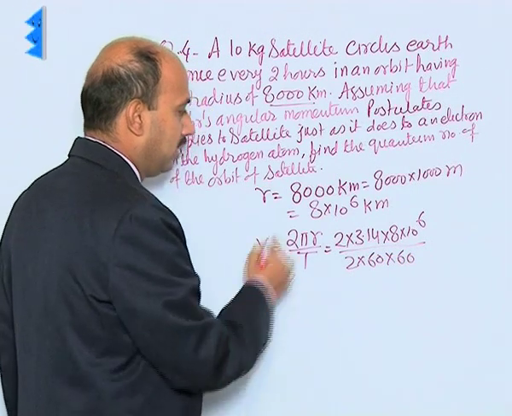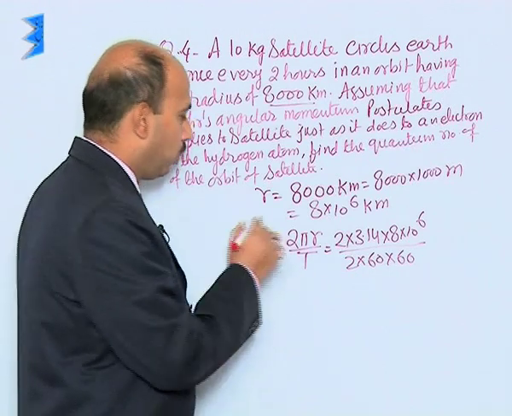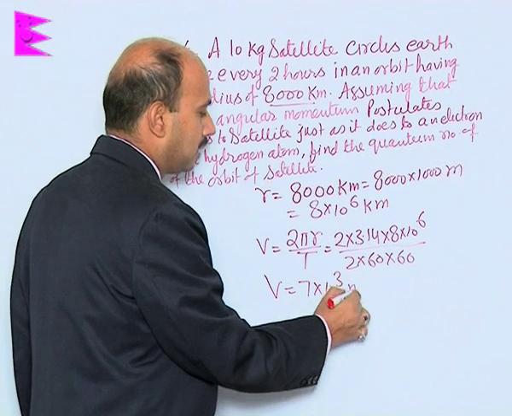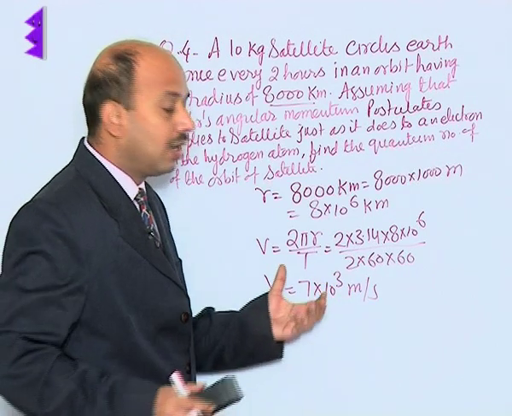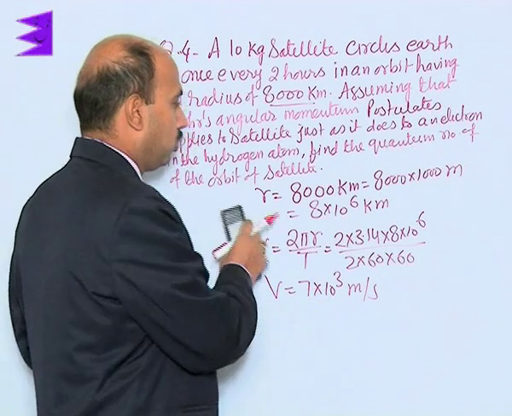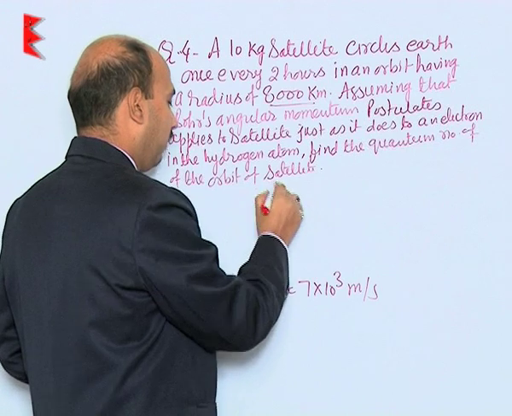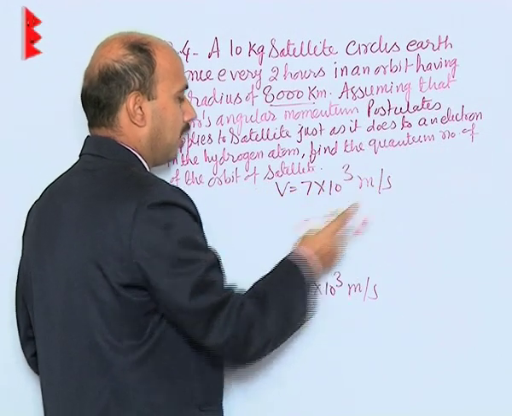Here I have converted 2 hours into seconds. When we solve this, we will get v is equal to 7 into 10 raised to power 3 meter per second. So this is the speed of the satellite in its orbit. So we have calculated the speed, and we can write here v is equal to 7 into 10 raised to power 3 meter per second.